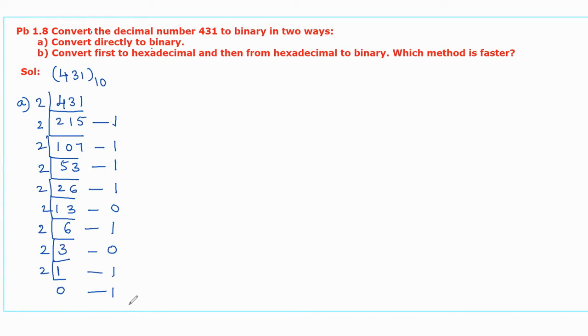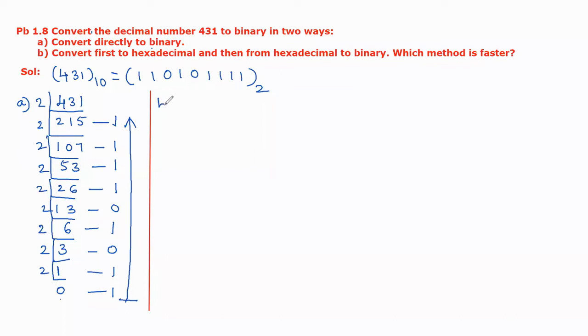Now stop the process because the quotient is 0 here. Write the equivalent binary value for the given decimal number by taking the remainders from bottom to top. Then it becomes 1 1 0 1 0 1 1 1 1 with base 2. Now coming to the second part of the question.